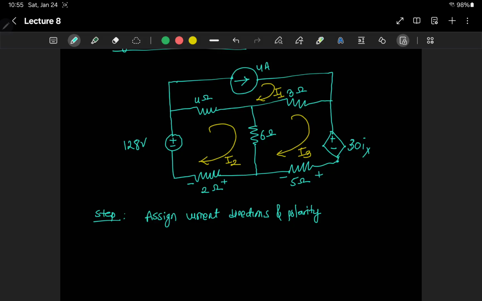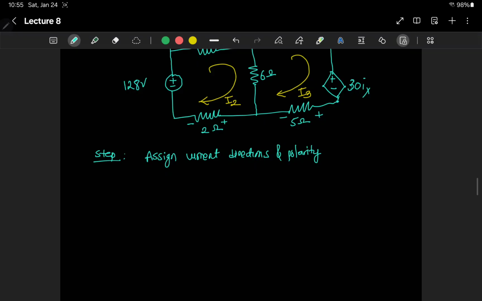One thing you should know just by inspection: out of those three currents we already know one of the values, which is I1, because I1 is the same current flowing through the current source. So before we even apply KVL, we know by inspection that current I1 is equal to 4 ampere. And now with that we can start applying KVL. So let's apply KVL around mesh 2, because we already know I1, we don't have to apply KVL around mesh 1.